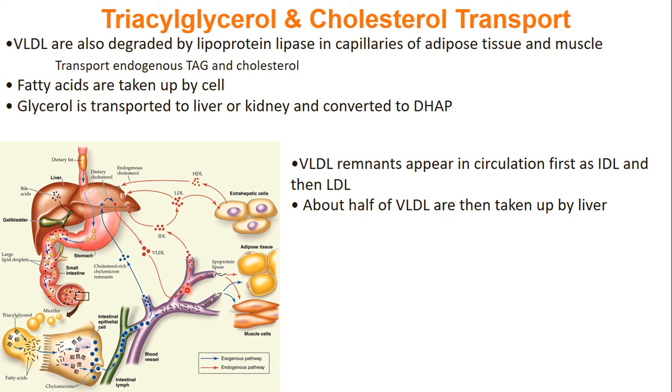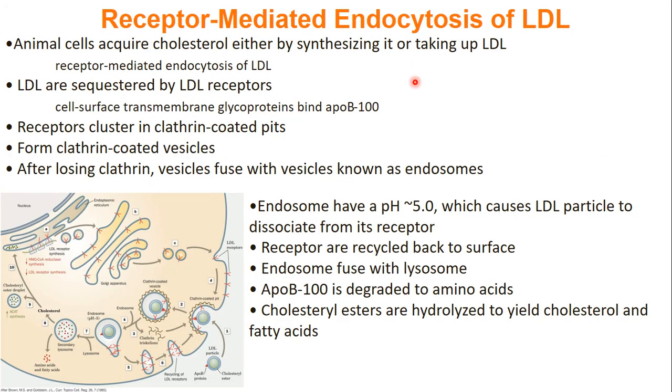So when the VLDL, or very low density lipoproteins, have their remnants in circulation, they're either going to be intermediate density, then low density. Half of these VLDLs are taken up by the liver, and you can see the other half are going to these extrahepatic cells. Now, all animal cells need to acquire cholesterol, so they either do that by making it or they take it from low density lipoproteins.